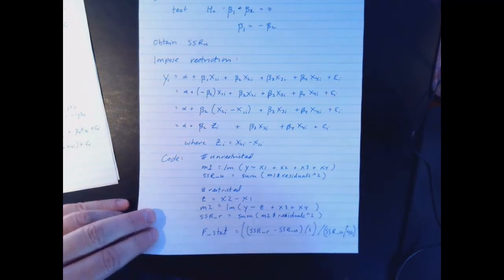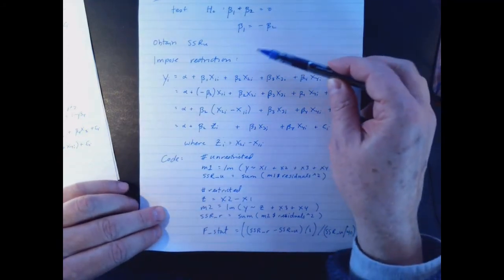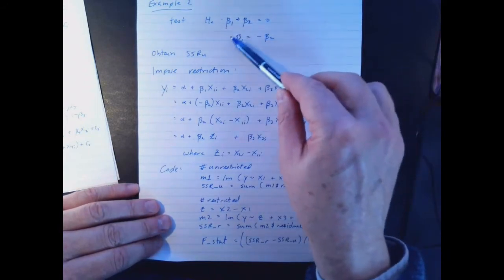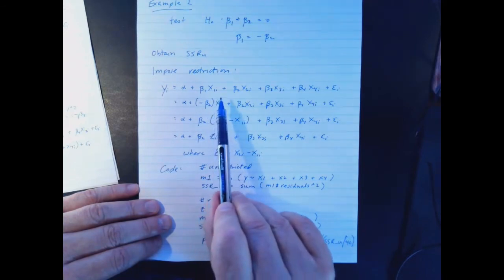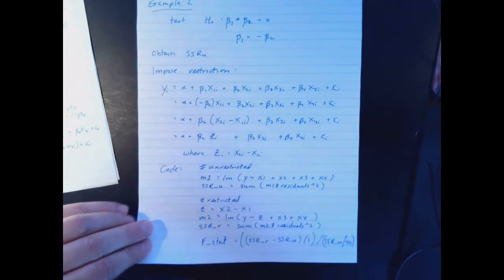I will show you more examples in RStudio itself. The main thing you need to follow here is when I say impose the restriction on the regression, that means plug it into that linear equation, and for you to do that, it's going to require that you define a new variable.